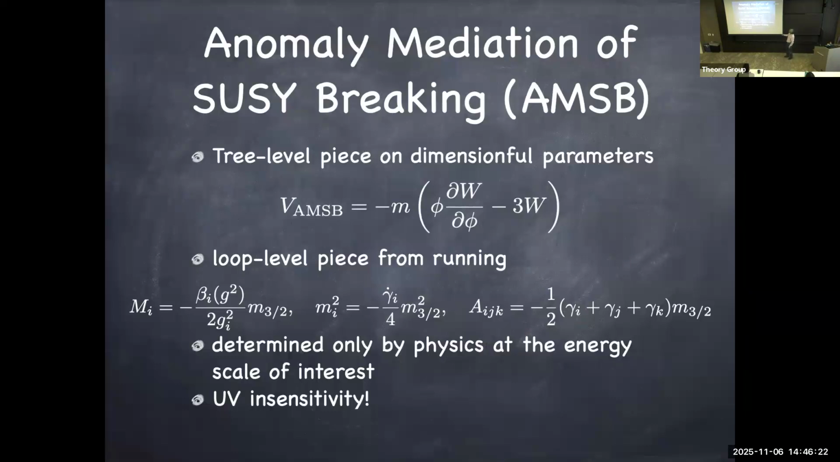When you use this scheme called anomaly mediated supersymmetry breaking, there are 2 ways the SUSY breaking might appear in the IR theory. One is at the tree level, where for any given superpotential you add this term. So that's one piece. Another piece that appears at the loop level is that you get a gaugino mass proportional to the beta function, scalar mass squared proportional to the anomalous dimension and its derivative, and another thing called the trilinear coupling proportional to the anomalous dimension.